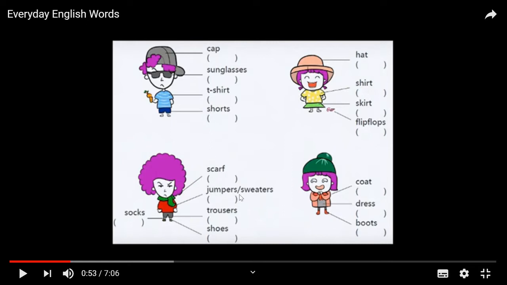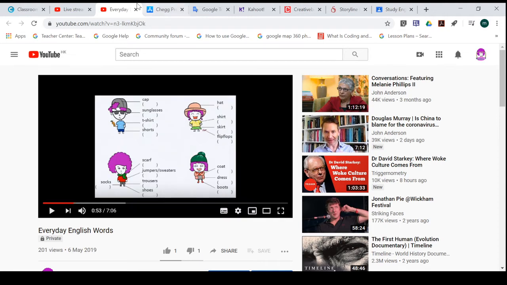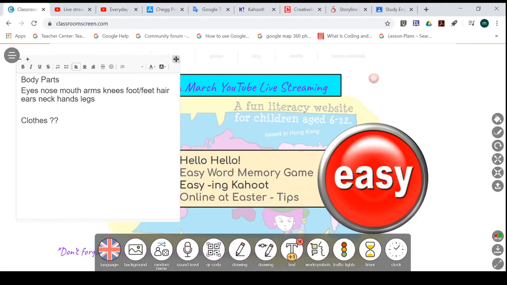1, 2, 3, 4, 5, 6, 7, 8, 9, 10, 11, 12, 13, 14, 15, 16, 17. Now, let me just check. Did Ella get all of those? So cap, sunglasses, t-shirt, shorts, scarf, jumpers, sweaters, trousers, shoes, socks. And then here, we've got hat, shirt, skirt, flip-flops, coat, dress and boots. Did Ella get all of those? Let me just check. I think she did. Okay, yep, yep.